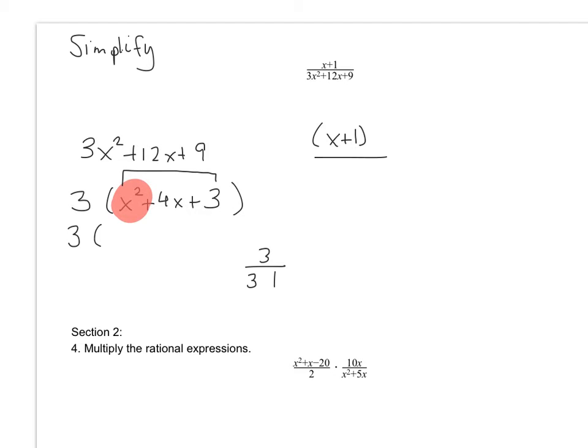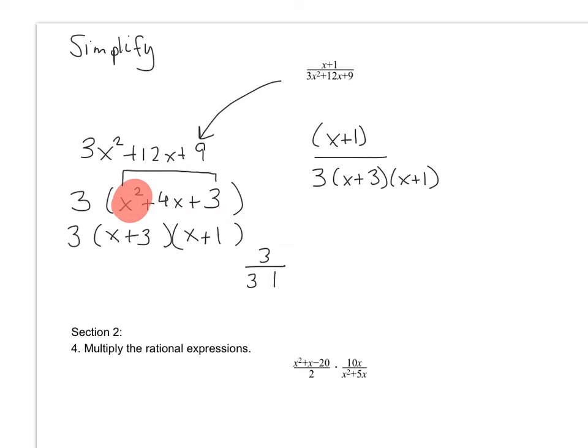So this denominator is going to have the 3, which we took out, and then our two factors will be x plus 3, x plus 1. So those will go on the denominator here. So we have 3, x plus 3, x plus 1. So we did all this work just to factor this denominator.